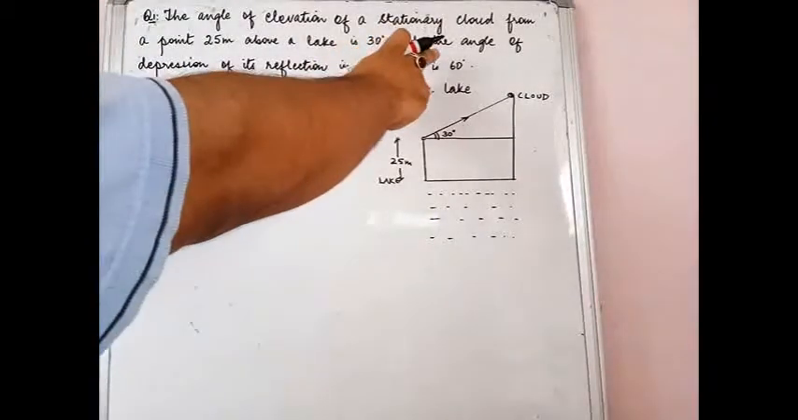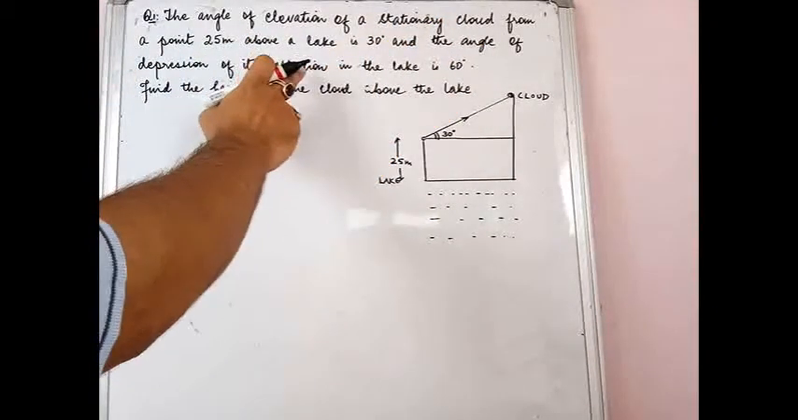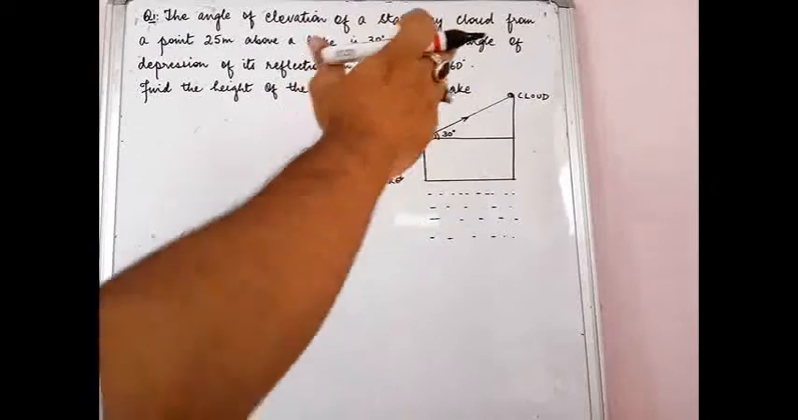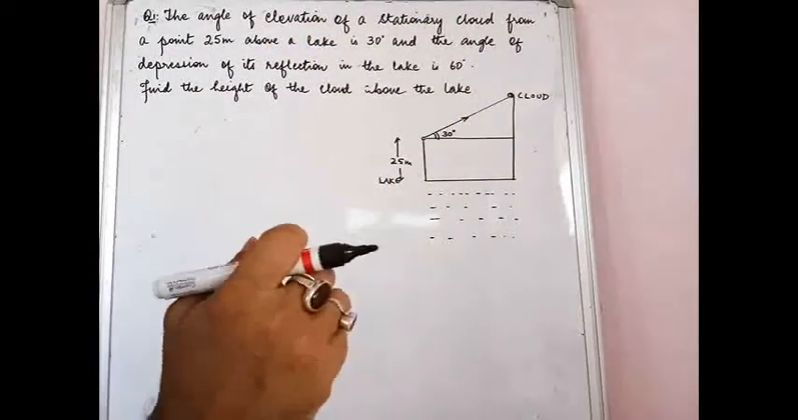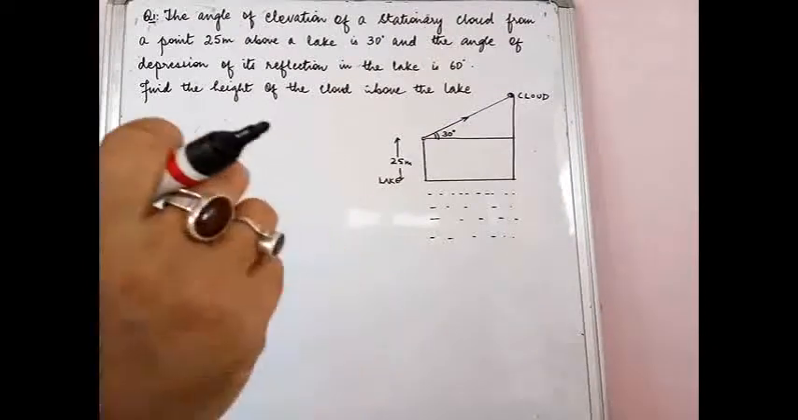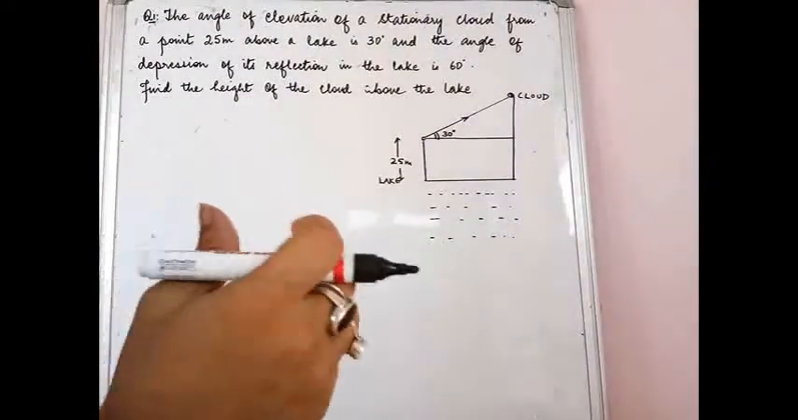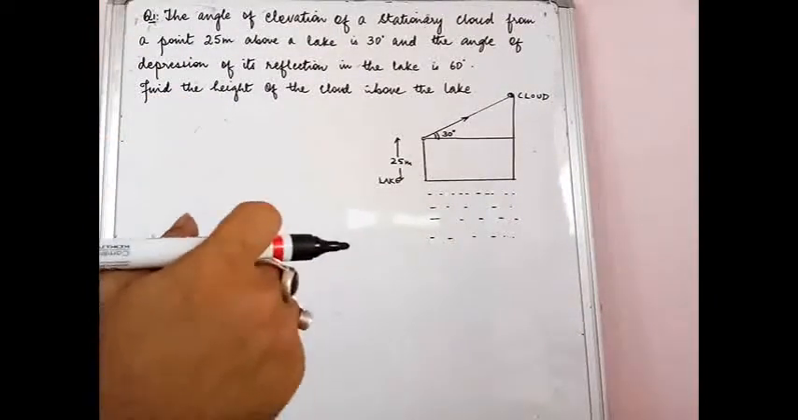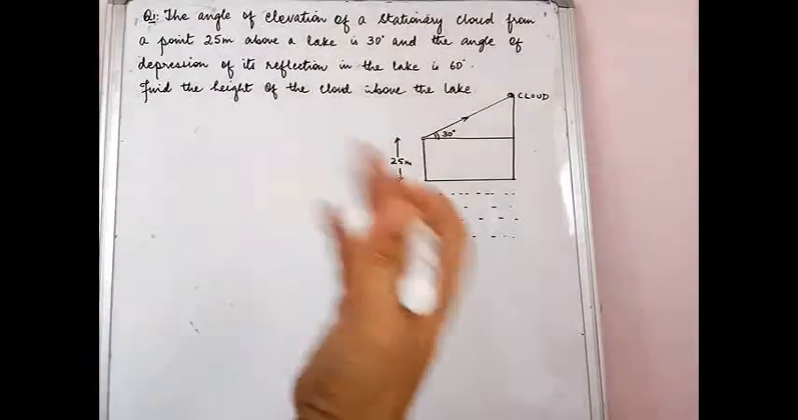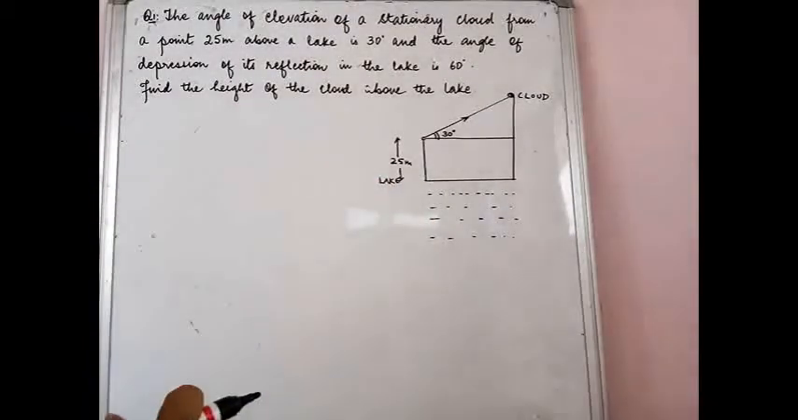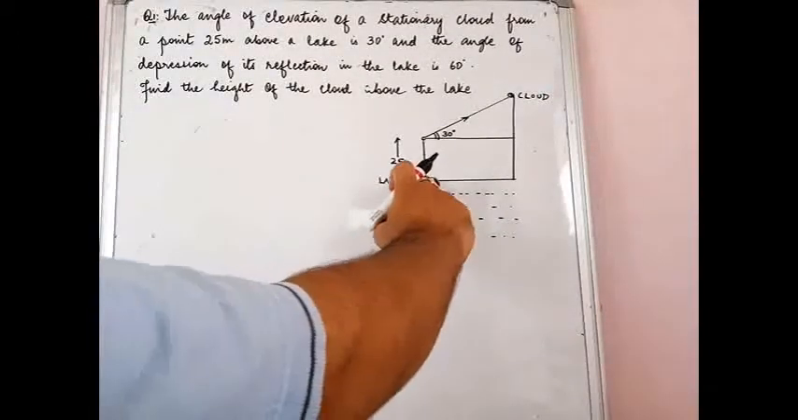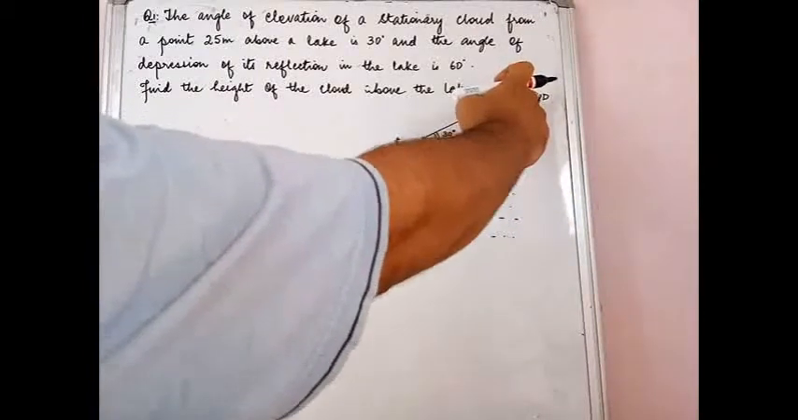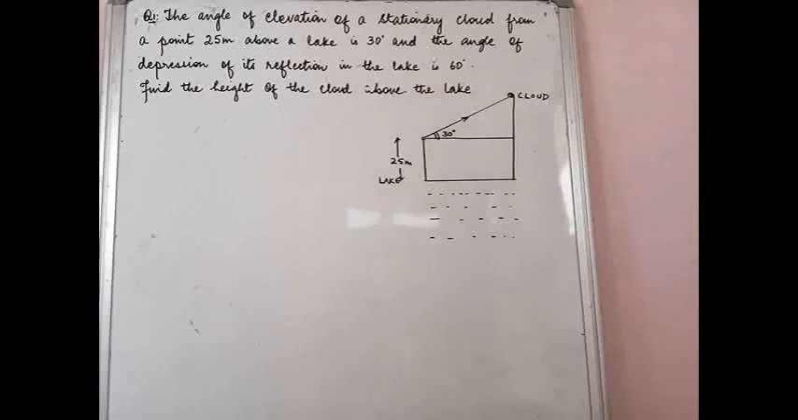And what else? And the angle of depression of its reflection in the lake is 60 degrees. Whose reflection? The cloud's reflection. Please note that whenever the word reflection of the cloud comes, you will keep that physics rule in mind, that the image of any object is formed as far behind the mirror as the object is in front of the mirror. So where is the mirror in this case? The mirror obviously is going to be the surface of the lake. So if the object or the cloud is here, the image is going to form somewhere downwards, below.